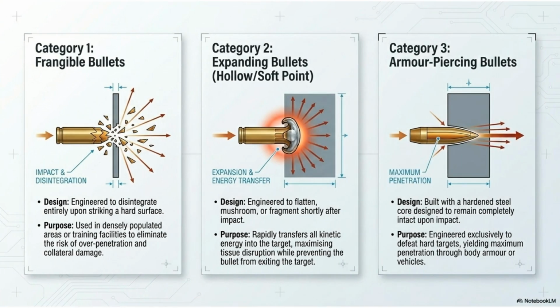Projectiles are categorized by design and purpose. Frangible bullets disintegrate upon impact to prevent overpenetration. Expanding bullets maximize energy transfer. Armor-piercing bullets are designed for maximum penetration.